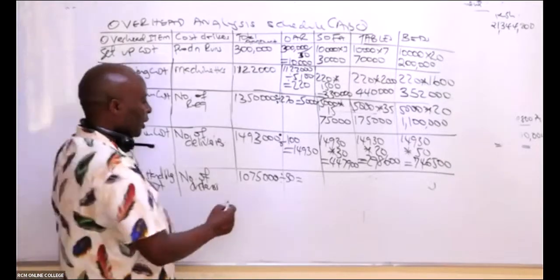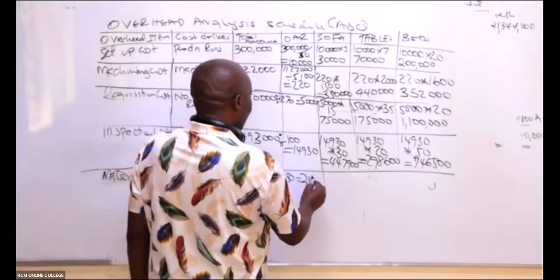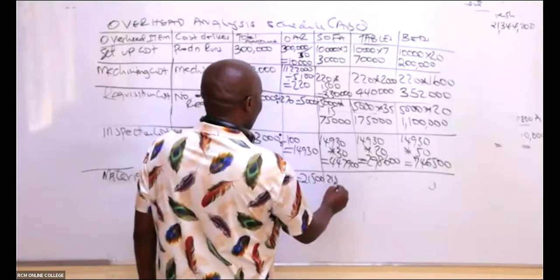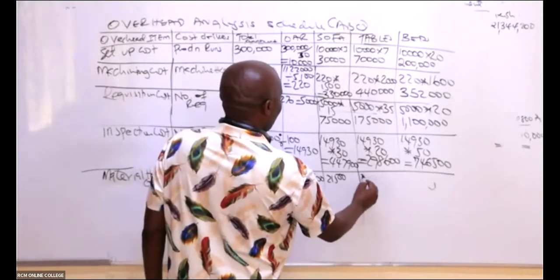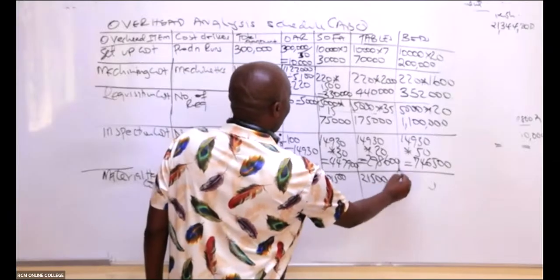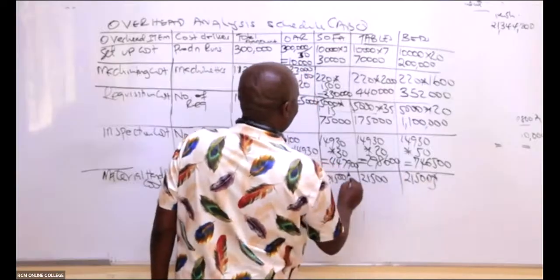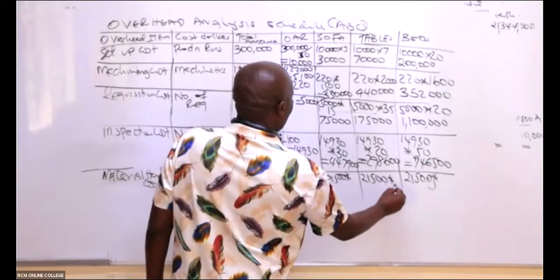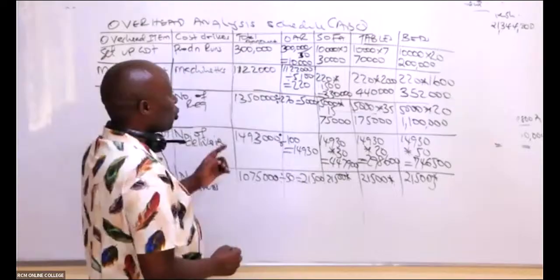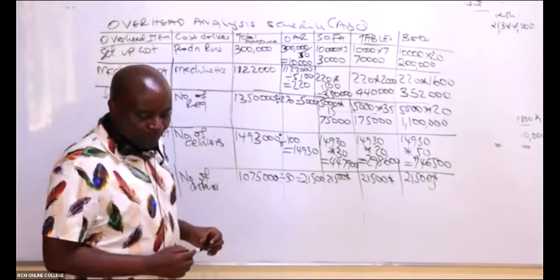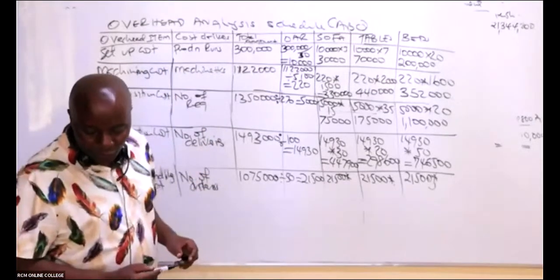$21,500. So then I'm quite good. So 21,500. Then, are you able to give me the number of orders for sofa sets?